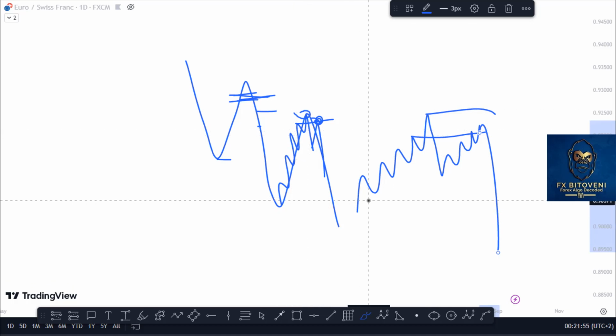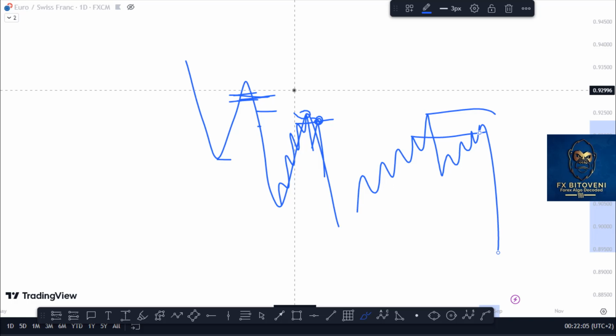So you understand, guys. This is something you need to understand when you are reading price action.